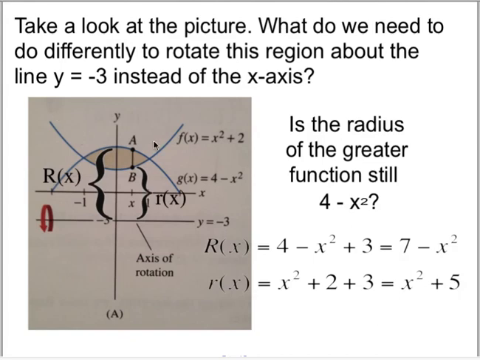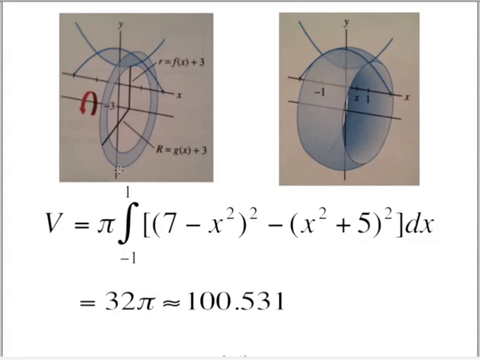So here are the 2 pictures that we get. Here is one of the washers, and then if you were to add up all the washers together, it makes what we call a wedding band. And so then our setup of the volume problem is going to be from -1 to 1. Those were the limits of integration we found 2 slides ago. Pi, our constant, is still out front, but now our larger radius is 7 minus x squared and then squared minus the smaller radius and then squared again. And when you calculate that, you'd get 32 pi, or approximately 100.531.